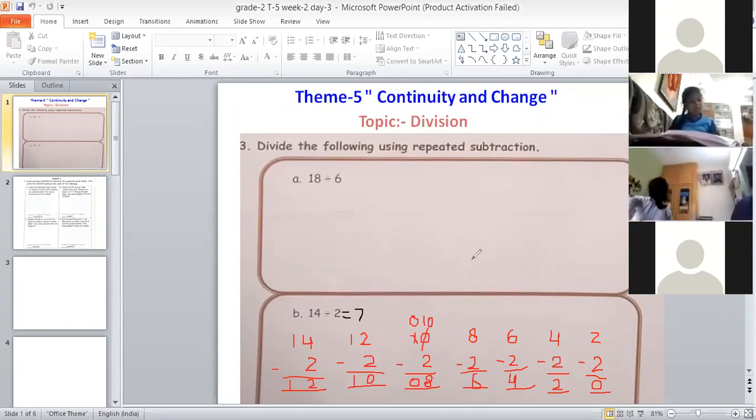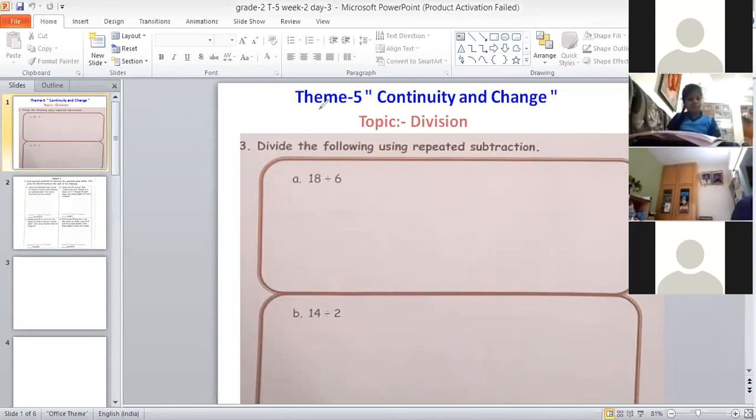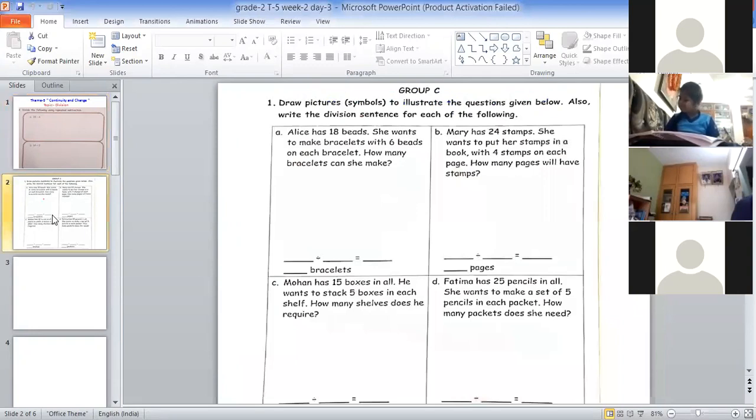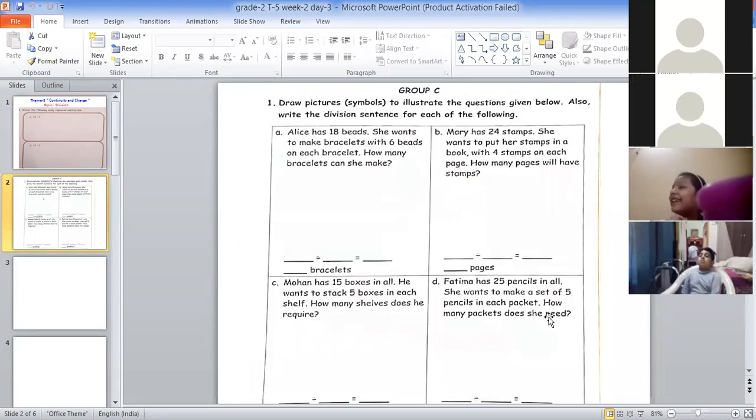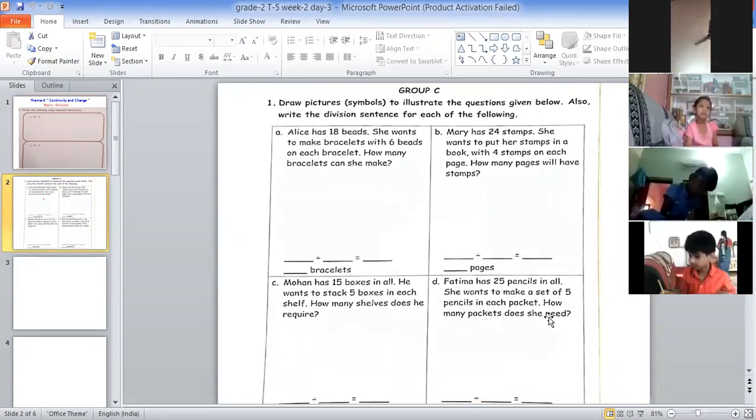Okay, so I'll clear this now. I repeat, this is page number 9 of your math course book.